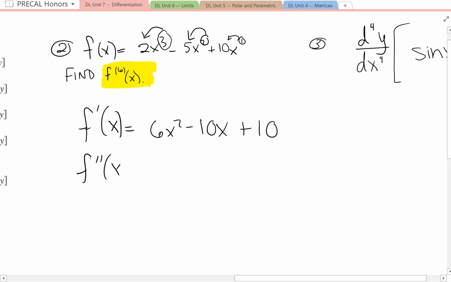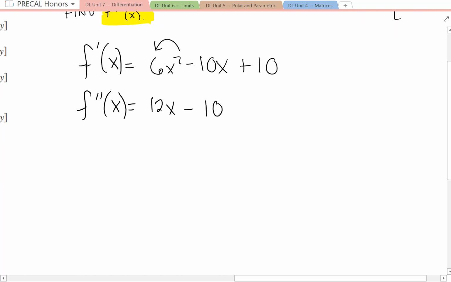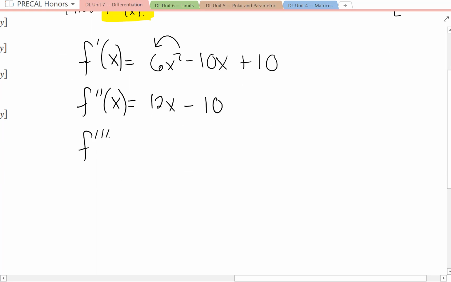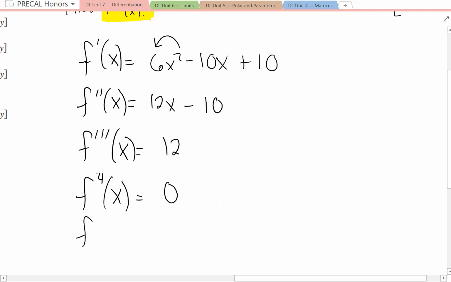F prime prime of x. Pop down, power down. 12x minus 10. F prime prime prime of x is 12. The fourth derivative of f of x is 0. Fifth derivative of f of x. What's the derivative of 0? That's 0. Sixth derivative, the sixth derivative of f of x is 0.